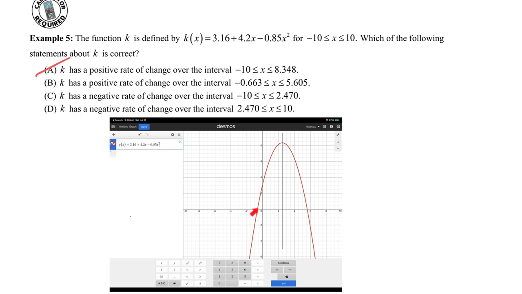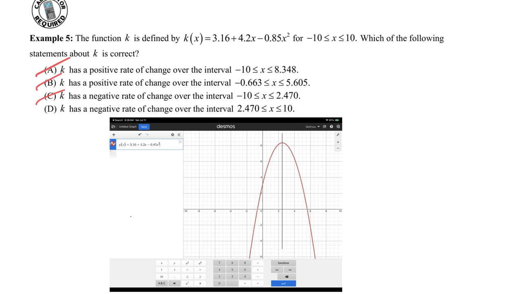So let's see here. Negative 0.6, really close to the y. So we have some positive slopes. That's good. But as I get over here to across 2.5-ish, I got my negative slopes, so it can't be B. Let's see, C is negative from negative 10 to 2.4. So let's go ahead and look. Negative 10 is way over here, so I got some positive slopes, and it says it wants negative. So D, by default, better be the answer.